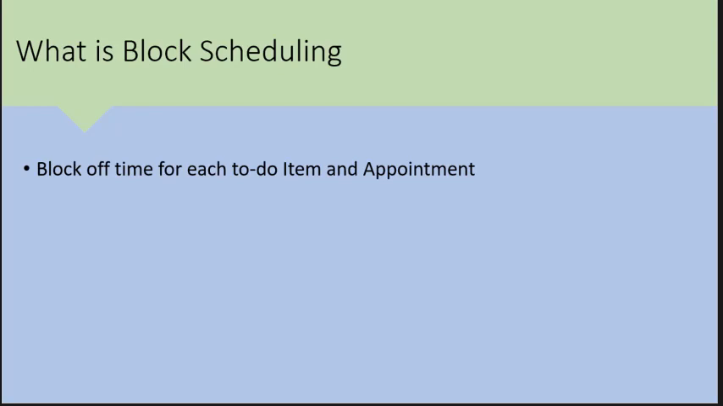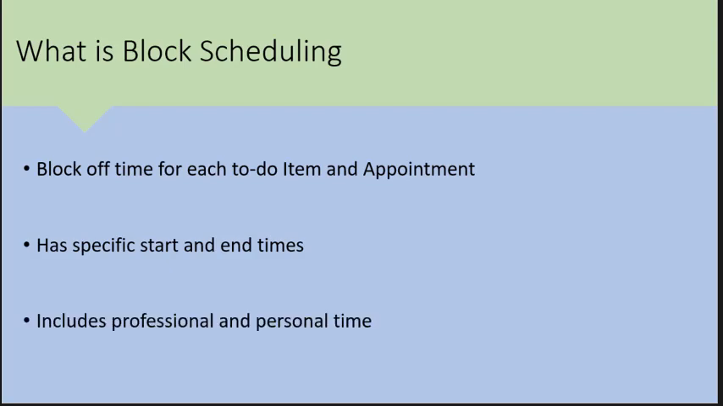So block scheduling has specific start and end times for tasks. It blocks off time for each important task and sets start and end times for accomplishing each of those tasks. And I'll get a little bit more into that here in a little bit.